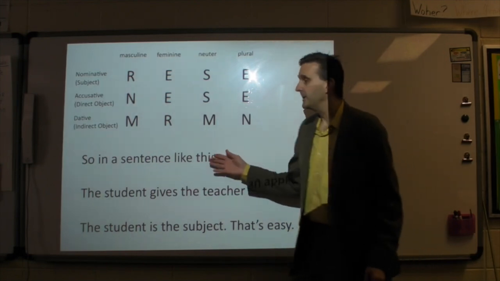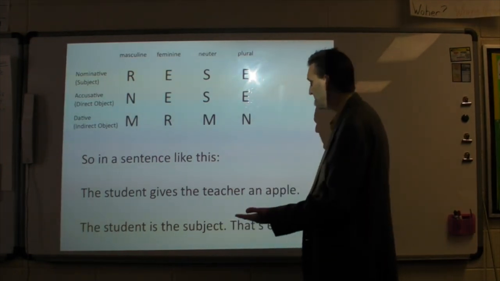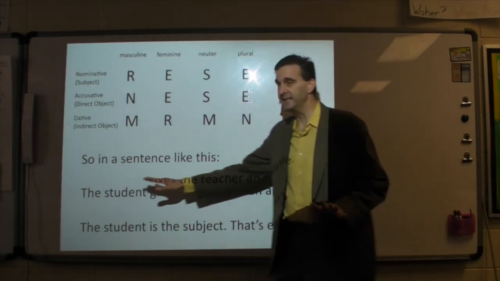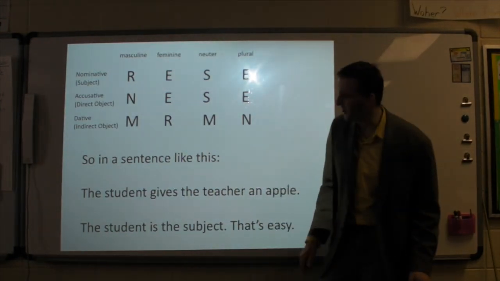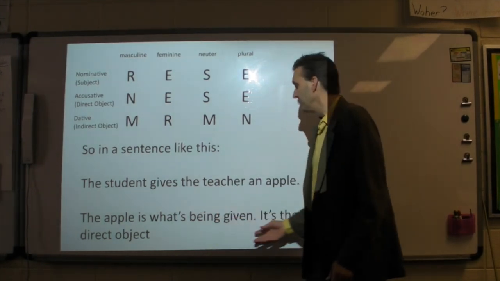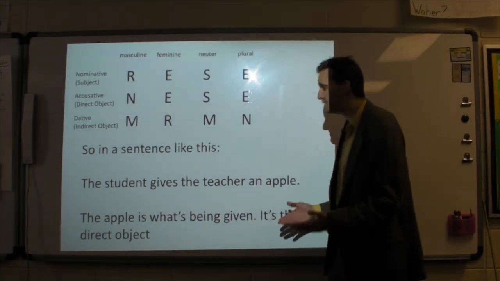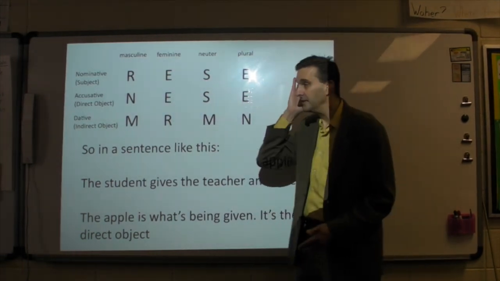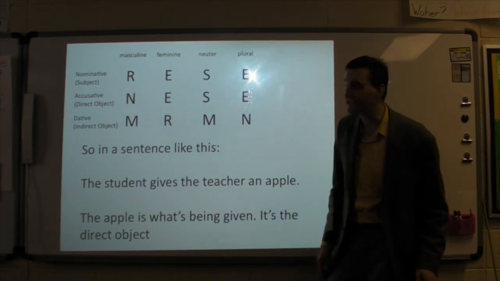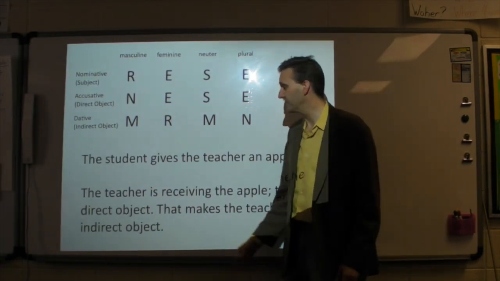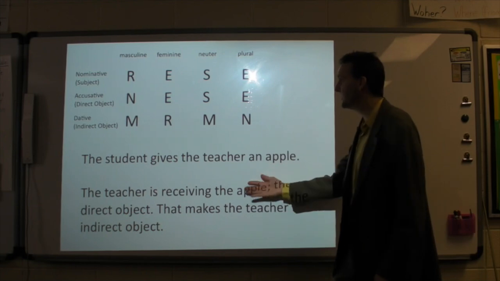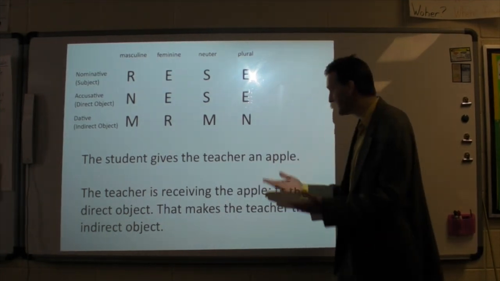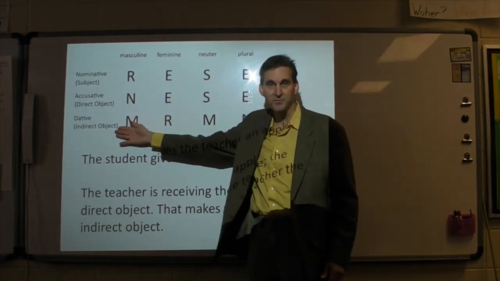So, here's a sample in English. We have the student gives the teacher an apple. We know that student's the subject, we got the easy part. Okay, so the apple is what's being given, it's what's being verbed, so the apple is the direct object. So then, who is receiving the direct object? That's the teacher. The teacher's receiving the apple, which makes the teacher the indirect object.